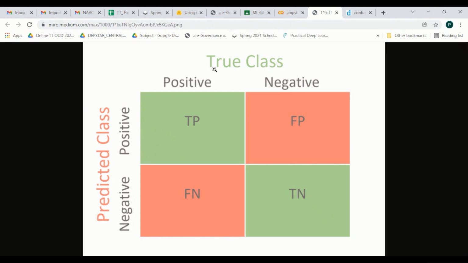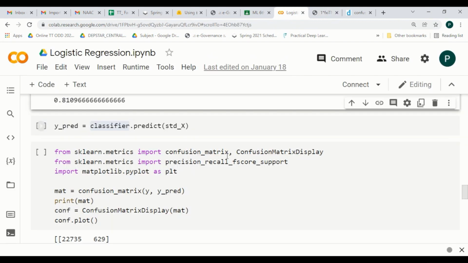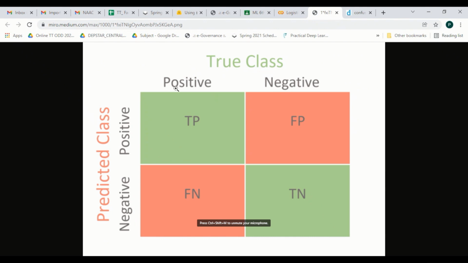For example, our true class is whether a client has defaulted or not, which is our example here. Then positive would mean that the client has defaulted, and negative would mean the client has not defaulted. So this true class is our Y. In Y we have 1 and 0, which is positive and negative. This is the predicted class. So predicted class would be our Y pred.